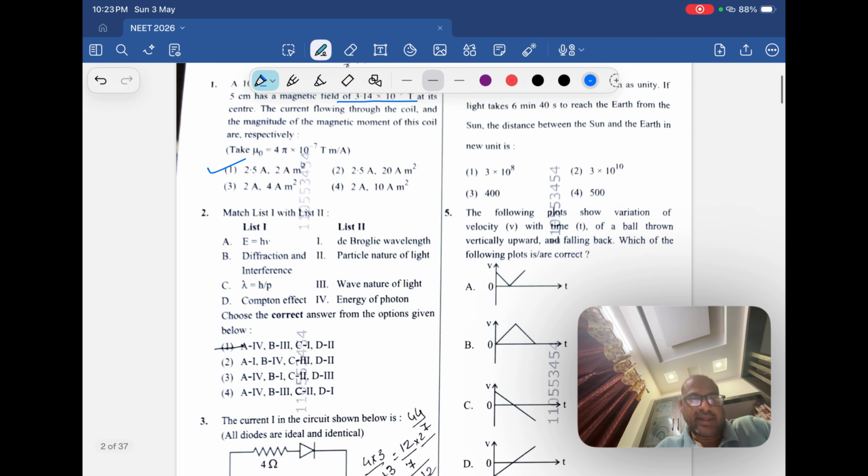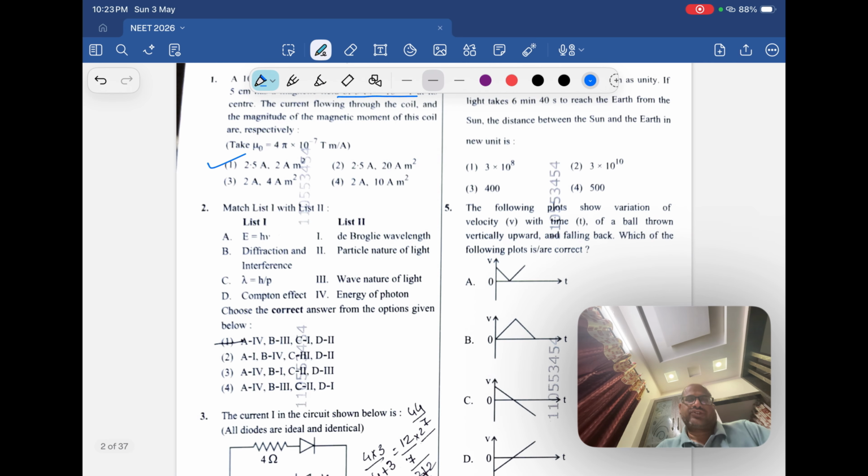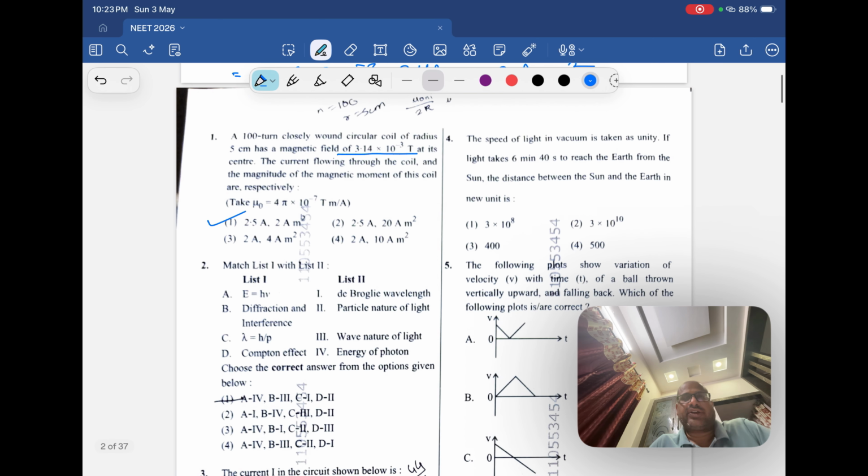Okay, students. Next, you see this question. The first question is based on the basic formula for magnetic field from magnetostatics, you can say moving charges and magnetism.